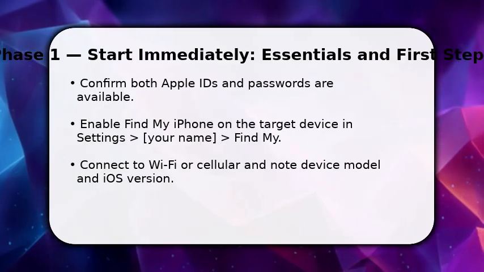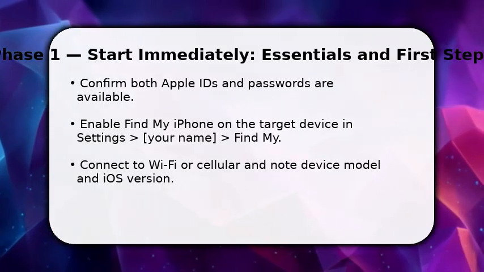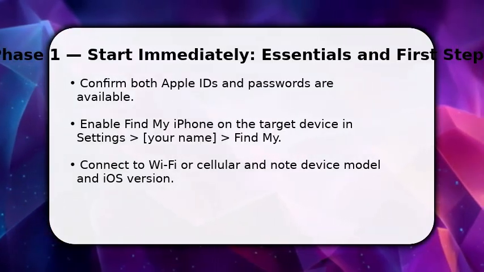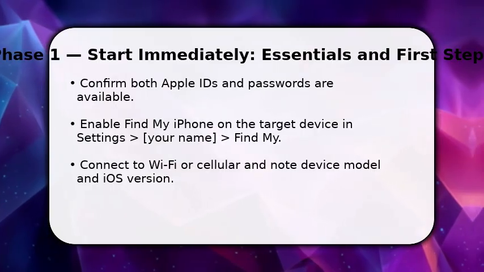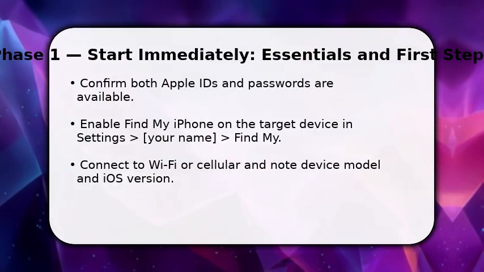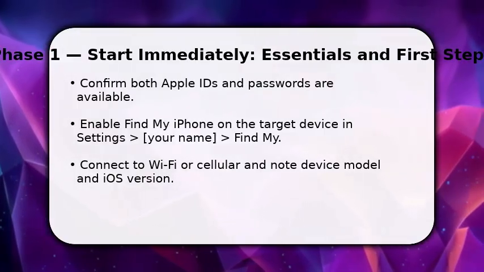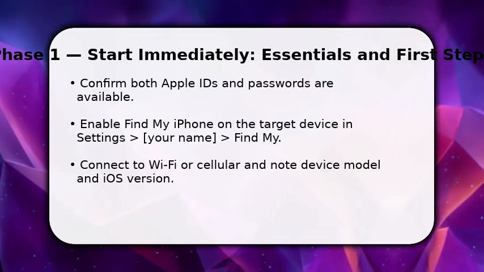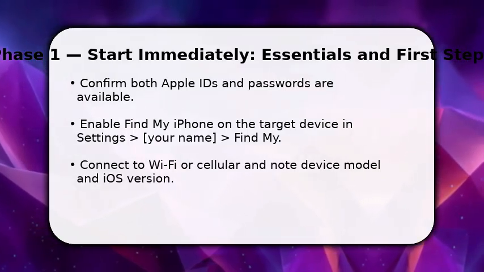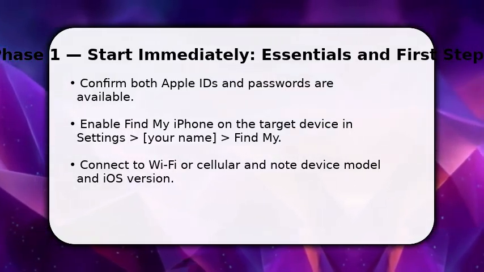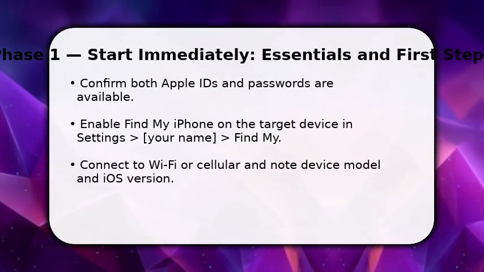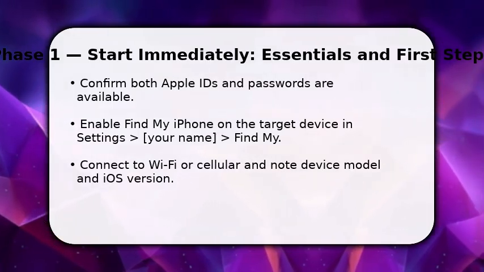You start by confirming prerequisites. You need both Apple ID passwords and access to the device. Once done, unlock the device and open Settings. Tap the account name to check that Find My iPhone is enabled. Make sure the phone is online via Wi-Fi or cellular. This matters for locating and sending commands. While you're here, note the iOS version and device model so you pick the correct steps later.